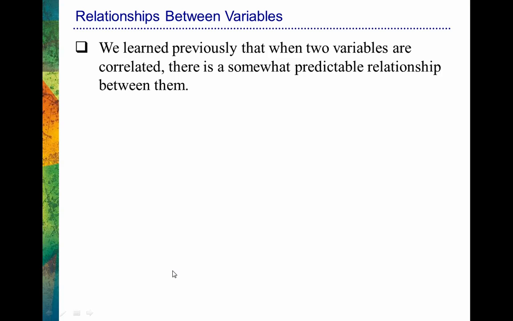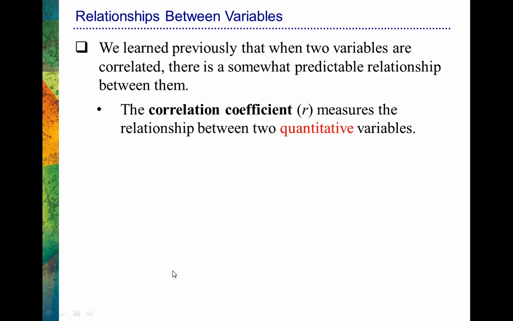First of all, we're still talking about relationships between variables. And the reason why we're talking about relationships between variables is because when we discover there is a relationship between two variables, we're essentially able to predict one value of one variable by knowing the value of another variable. Here's an example just to make that more clear.